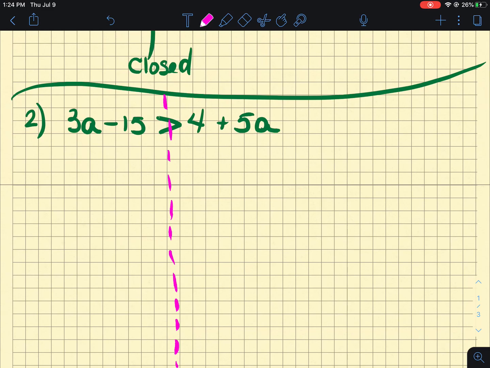This is where you can pick your order. You can add 15 to both sides to start with. You can subtract 3a. I have a pattern that I stick to, and I always do. I move my letter first and I move my smallest one. So in this case, my smallest letter is 3a.